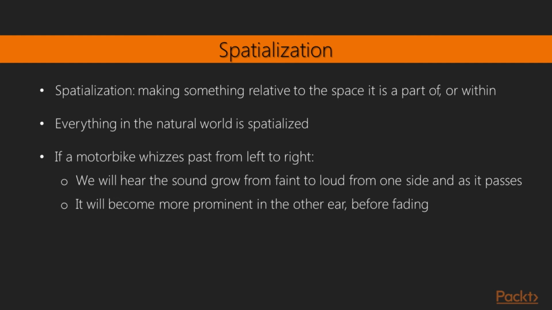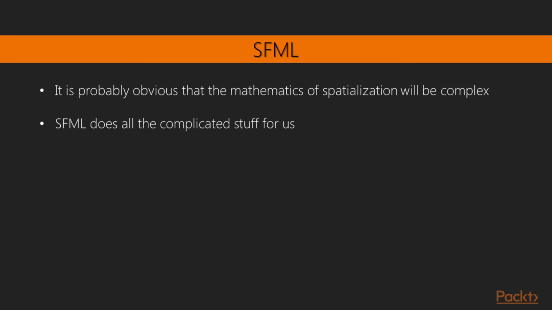If we can make our video games a little bit more like the real world, our players can become more immersed. It is probably obvious that the mathematics of spatialization will be complex. How do we calculate how loud a given sound will be in a specific speaker based on the direction the sound is coming from and the distance from the player, the hearer of the sound, to the object that is making the sound, the emitter? Fortunately, SFML does all the complicated stuff for us. All we need to do is get familiar with a few technical terms, and then we can start using SFML to spatialize our sound effects.